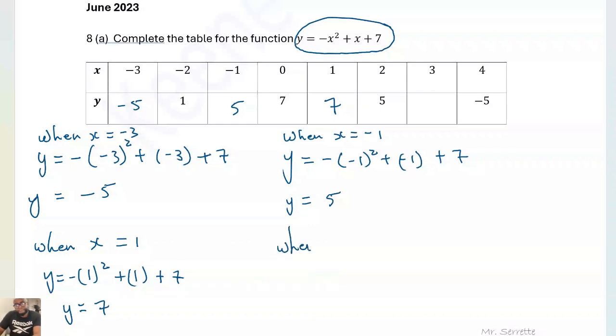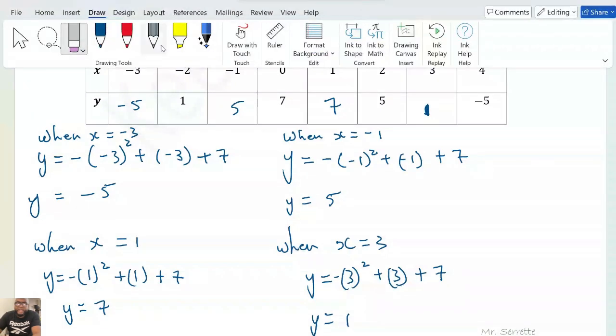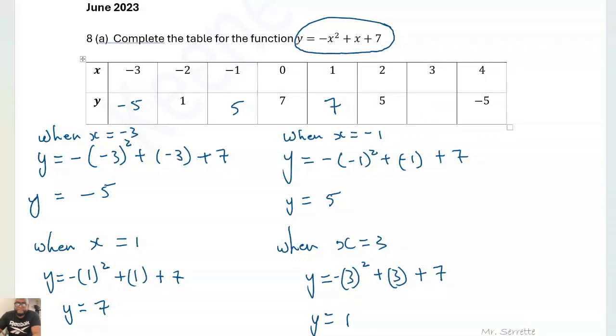When x is equal to 3, so you'll have y is equal to -3 squared, sorry, plus 3 plus 7. What is this working out to be? That would be 9 negative, 9 plus 1, I think. Positive 1. Proper thing. So these here are all my coordinates, right?